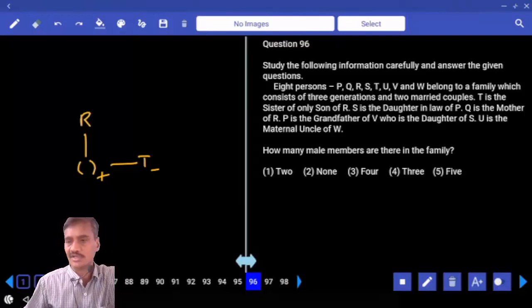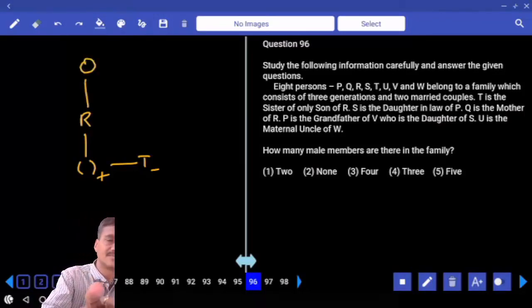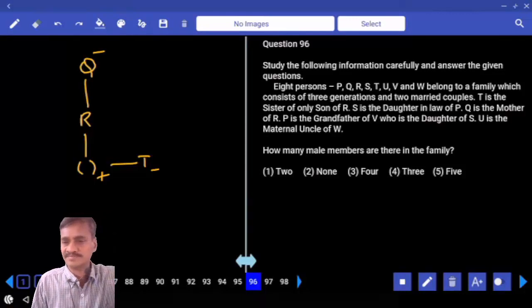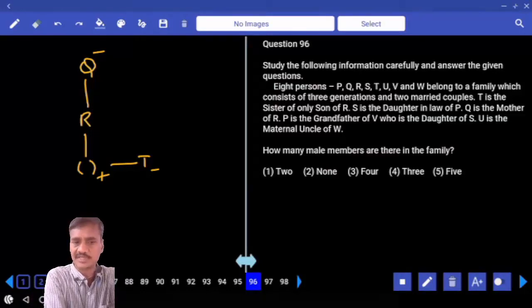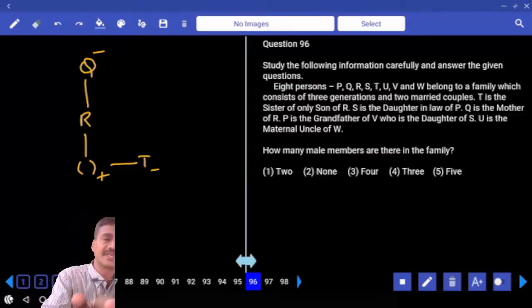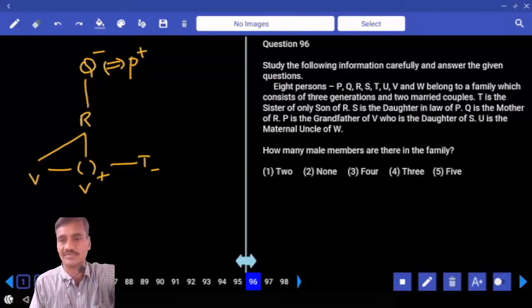S is the daughter-in-law of P. Q is the mother of R. In this there are only 3 generations and 2 married couples. P is the grandfather of V, so as of now these 2 persons must be married because there are only 3 generations. V can be either here or another child of this R, the son or the daughter of this R.